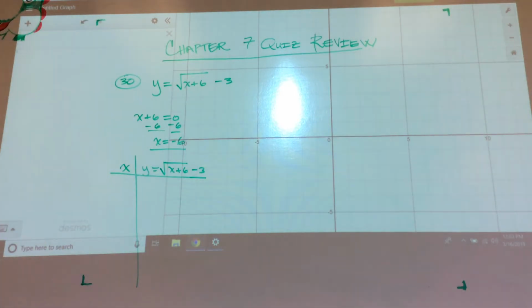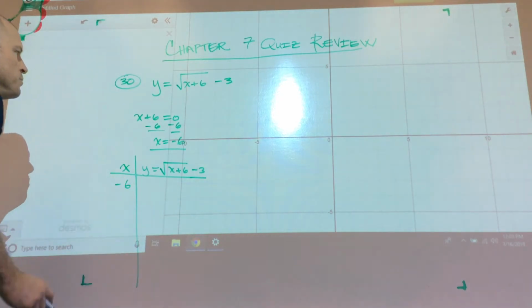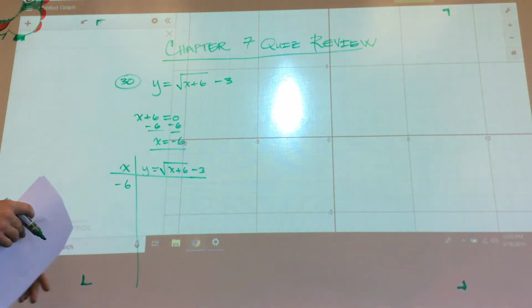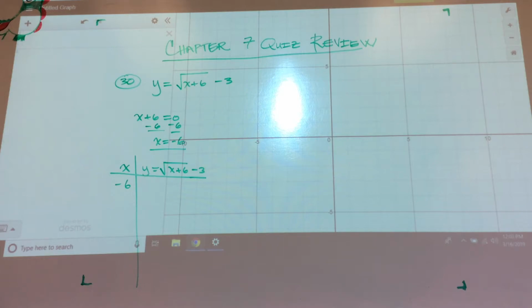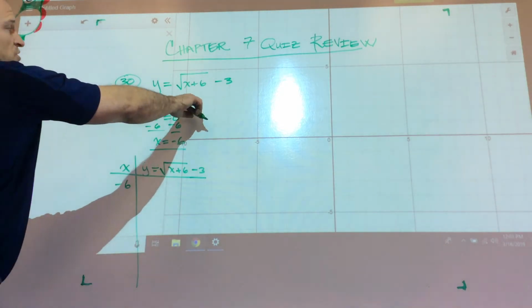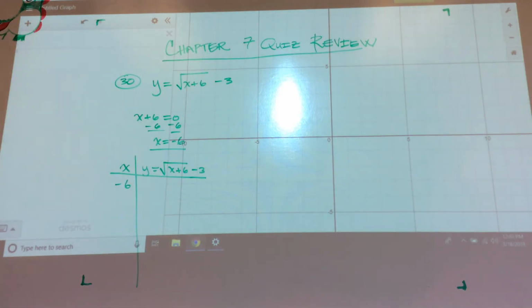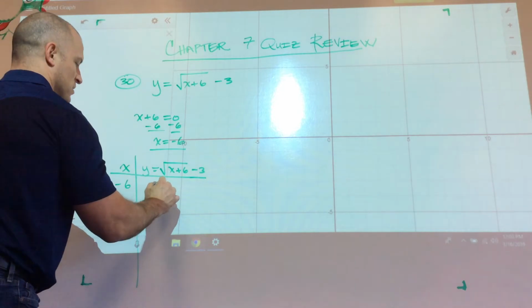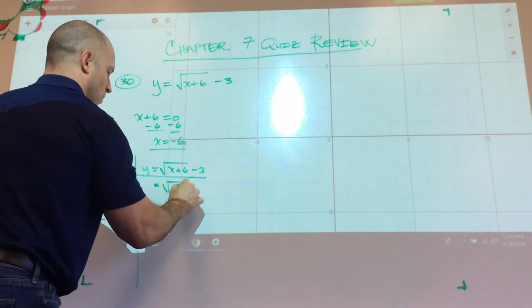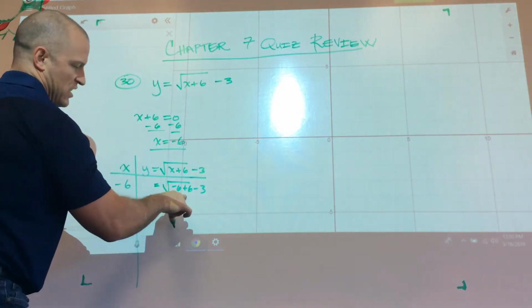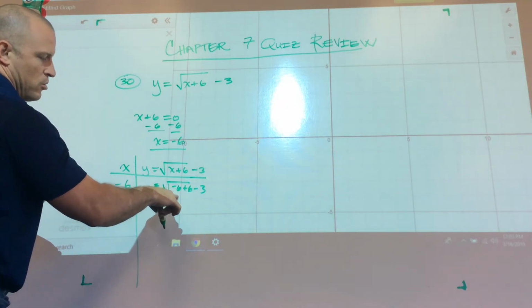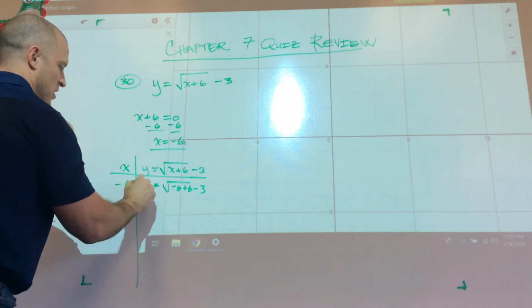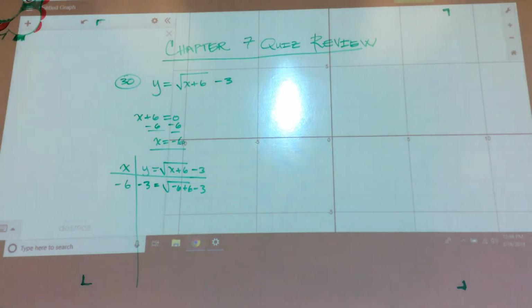We can pick some x values. And here, because we're going to be taking square root, I want to be smart about the x values that I pick. I want them to essentially work out to have perfect squares if possible. In this case, we can do that. Clearly, if we put in negative 6 for x, in that case, this is going to be negative 6 plus 6 is 0. Square root of 0 is just 0, so we just get negative 3 for our y value.